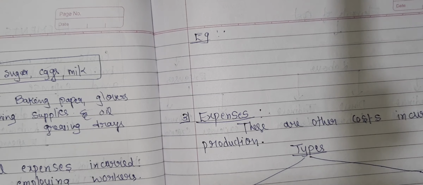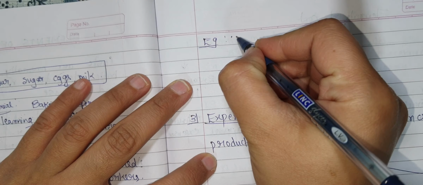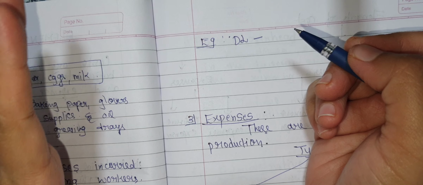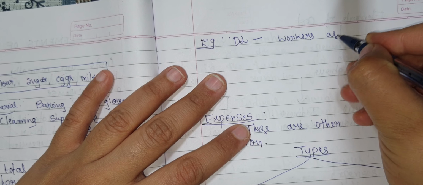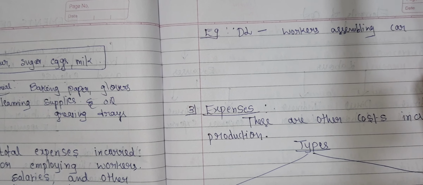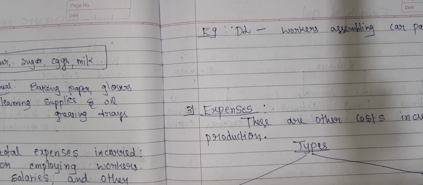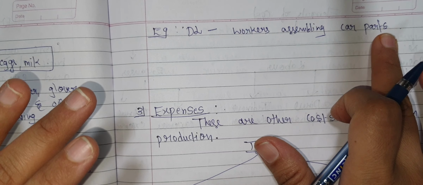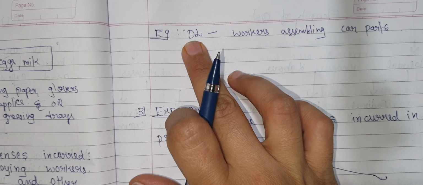Let us take the example. For direct labor, workers assembling the car parts. These are the workers who are directly involved in the production. The workers assembling the car parts are directly involved in the production. We will call them direct labor.